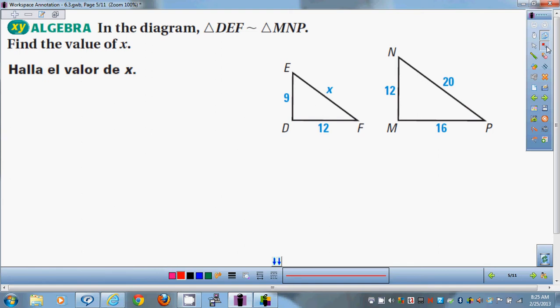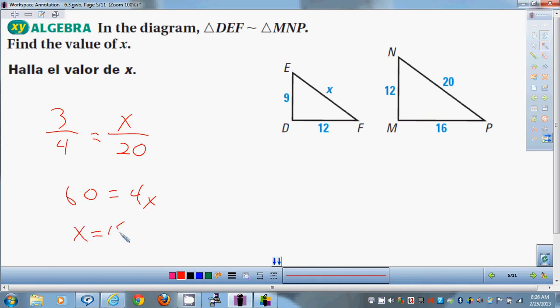If they're similar, you can do one of two things. You can find the scale factor. So I believe we said the scale factor on this one was 3/4. And then you find the two pieces that you need. You need to find X. Which piece does X go along with? And you can solve it proportionally. 60 equals 4X divided by 4. And X is 15.